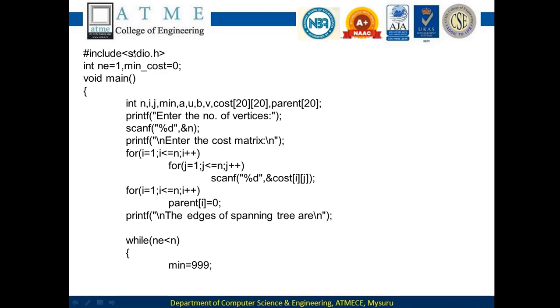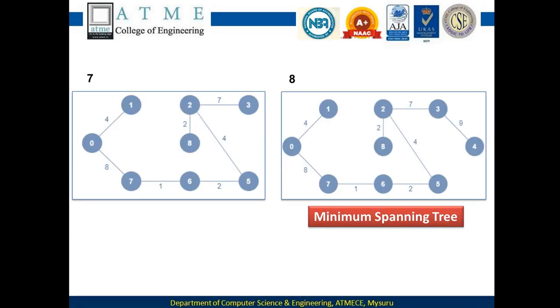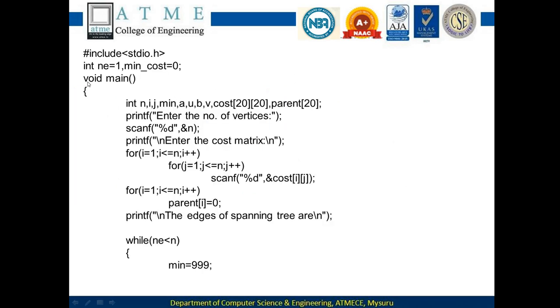Here we use the header file #include stdio.h, and here we declare and initialize a variable of type integer, that is ne equals 1, and minimum cost initially will be 0 for that particular tree. The minimum cost is nothing but the sum of all the edges in the minimum spanning tree. We start with void main, and we declare variables n, i, j. n is to store the number of vertices. i and j are for iteration purposes. min is to find the minimum value. a, u, b, and v are variables to find intermediate values and to compare.